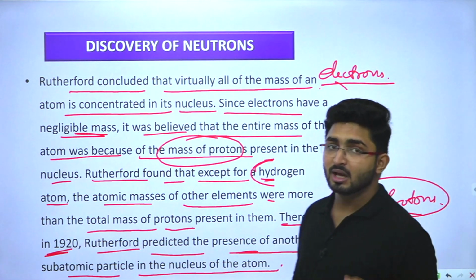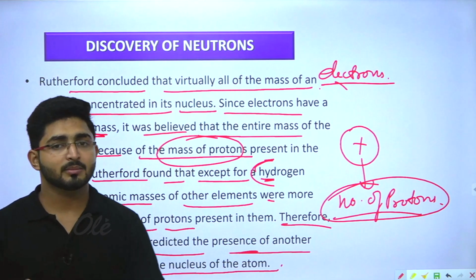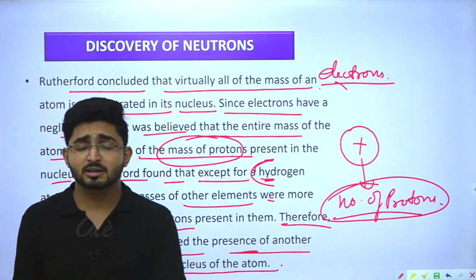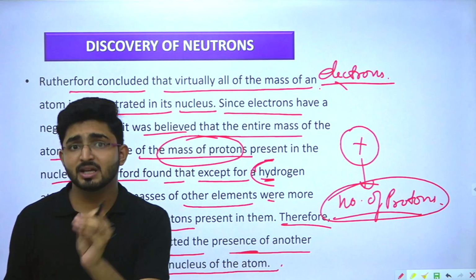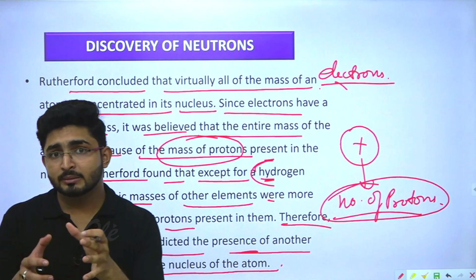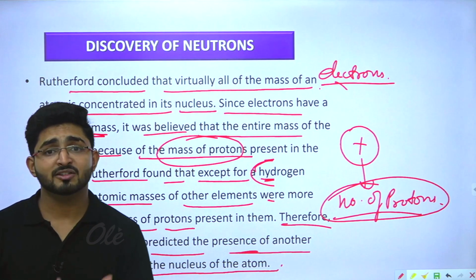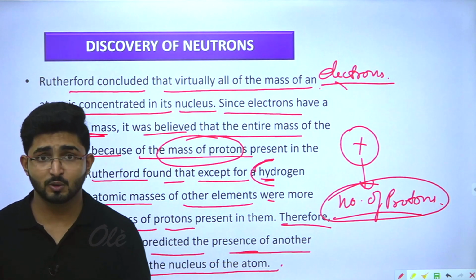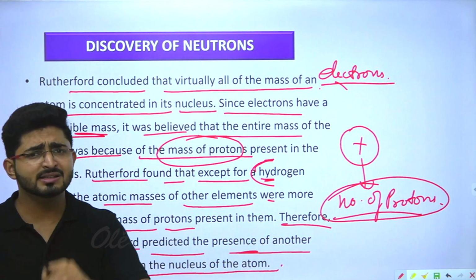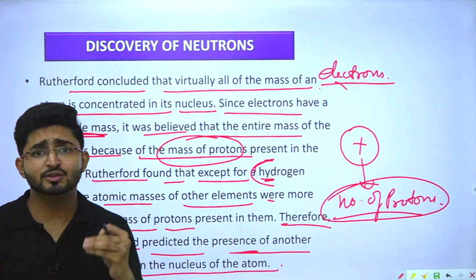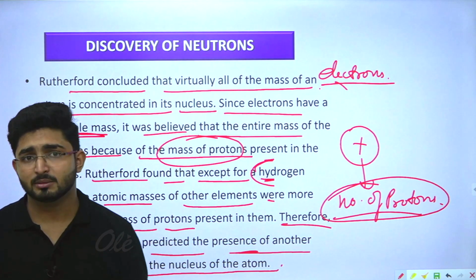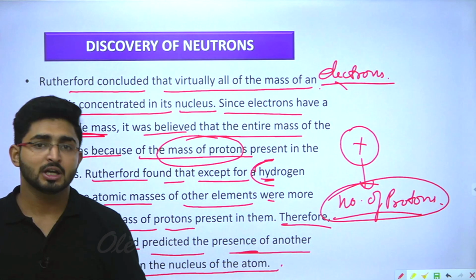What did he predict? Because he got the mass of the atoms of different elements excepting hydrogen, he found that the mass of a particular atom is more than the total mass of the number of protons. So he concluded that there is another subatomic particle contributing to the mass of the atom. It led to the discovery of neutrons.